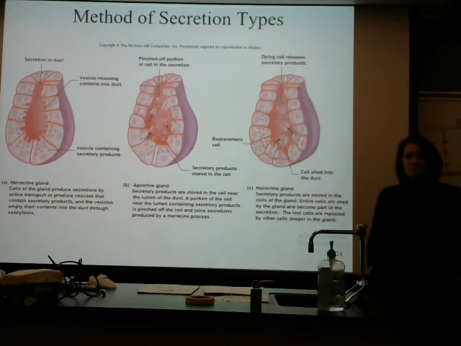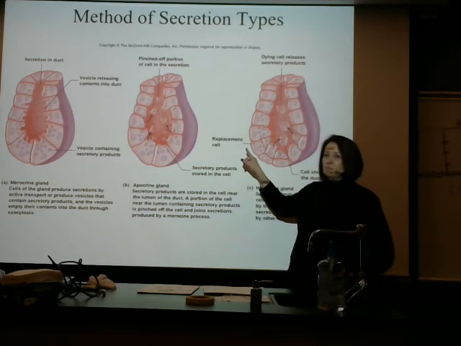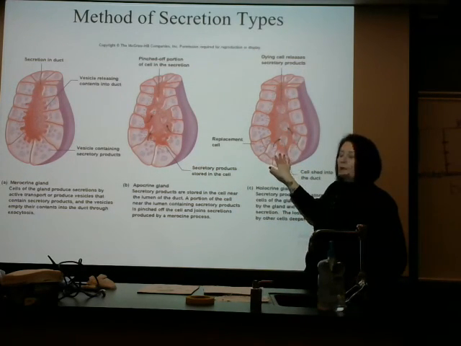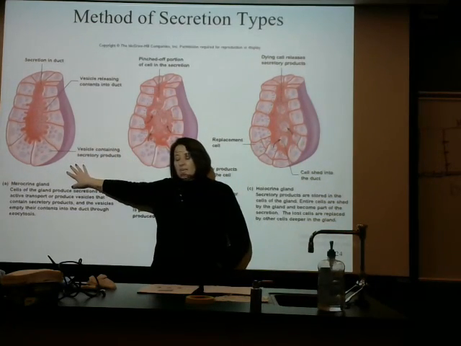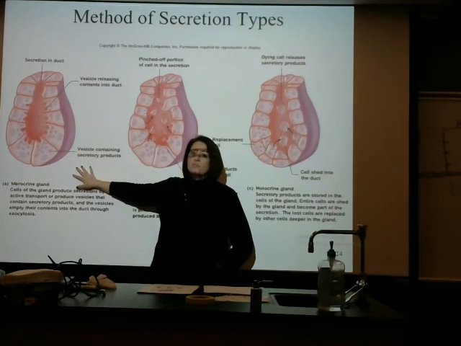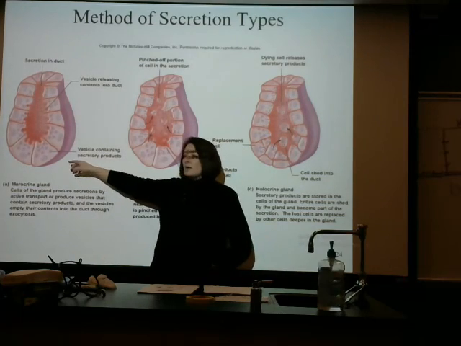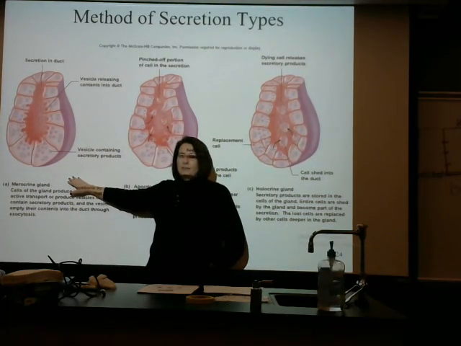One is just getting rid of the substance that's in the cell. Another one is breaking off pieces of the cell, getting rid of secretion. And then the last one is the whole cell. Exactly. When we sweat, the only thing that gets secreted is the product, the watery fluid. So this would be a merocrine gland.